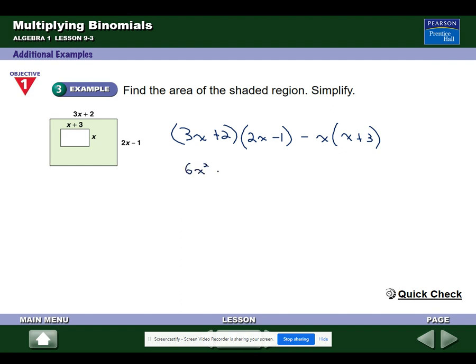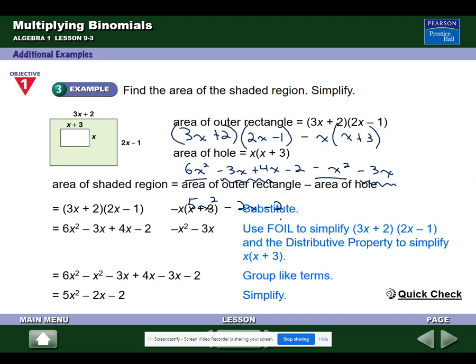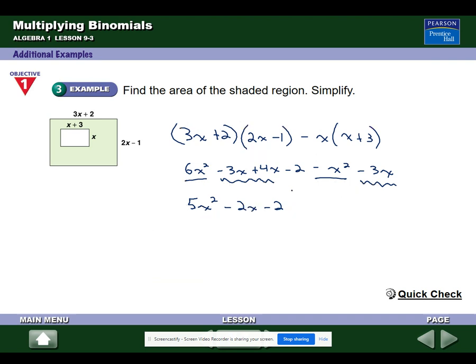6x squared minus 3x plus 4x minus 2 is what you get when you multiply here, minus x squared minus 3x. Okay, well, here's like terms. That would be 5x squared. Here you have negative 3x plus 4x, that'd be x, minus another 3x would be negative 2x minus 2. And that's an expression, 5x squared minus 2x plus 2. That's an expression for the area of this figure.